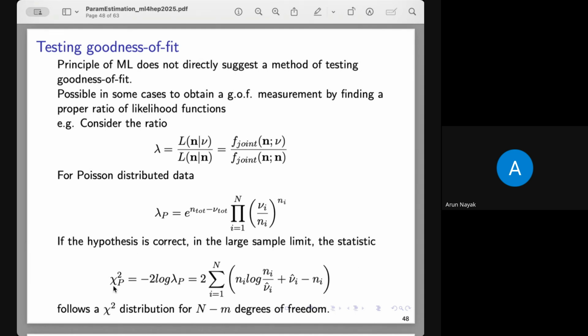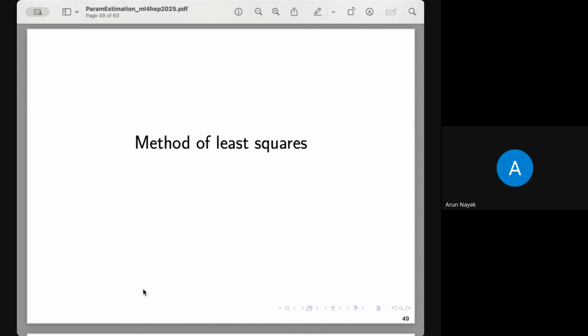And how do we use this? As this is distributed according to a chi-square distribution, we will discuss at the end of the least squares method how, from the chi-square distribution, we obtain whether the fit is good or not. So that's the end of the maximum likelihood method. If there are no questions, then I can move to the method of least squares.